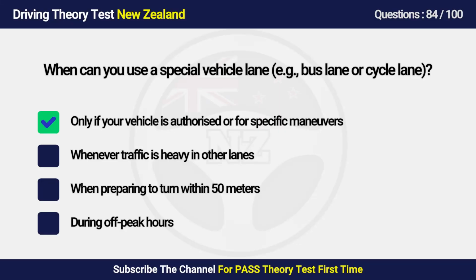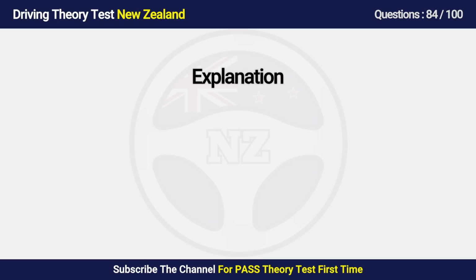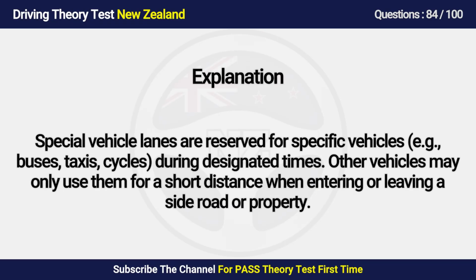Answer is A. Only if your vehicle is authorized or for specific maneuvers. Special vehicle lanes are reserved for specific vehicles, e.g., buses, taxis, cycles during times. Other vehicles may only use them for a short distance when entering or leaving a side road or property.